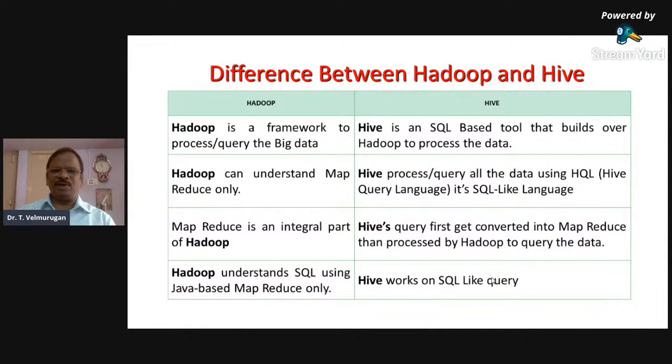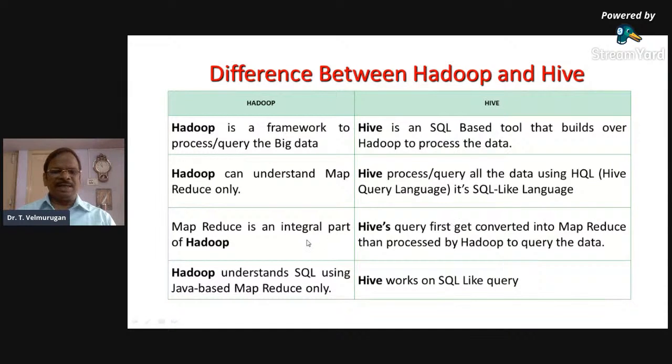Low-level information cannot be extracted by using Hive. What is the difference between Hadoop and Hive then? Hadoop is a framework. Hive is a SQL-based tool which is built over Hadoop. Inside Hadoop, Hive is one of the tools. Hadoop is the major framework. Hadoop can understand MapReduce only. Hive can process and query all the data using HQL. It's a SQL-like language.